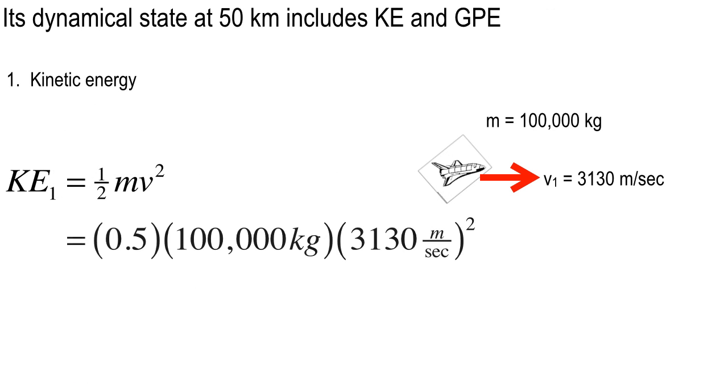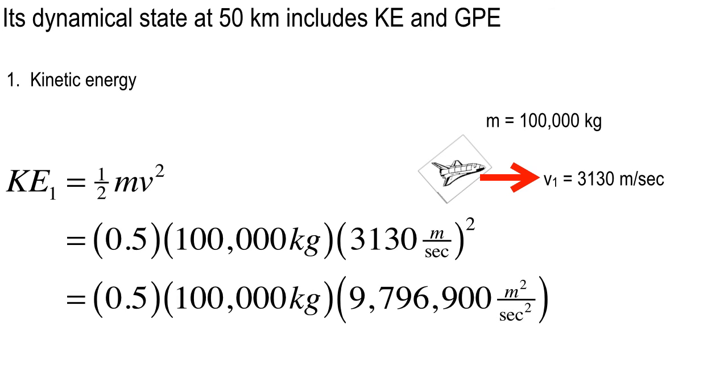Kinetic energy 1. All right, here's the calculation. 0.5 times 100,000, 1/2 mv squared. And hey, you guys, 3130 meters per second quantity squared is 9,796,900. You can verify me on your calculator if you want, if you got your calculator out. 3130 quantity squared.